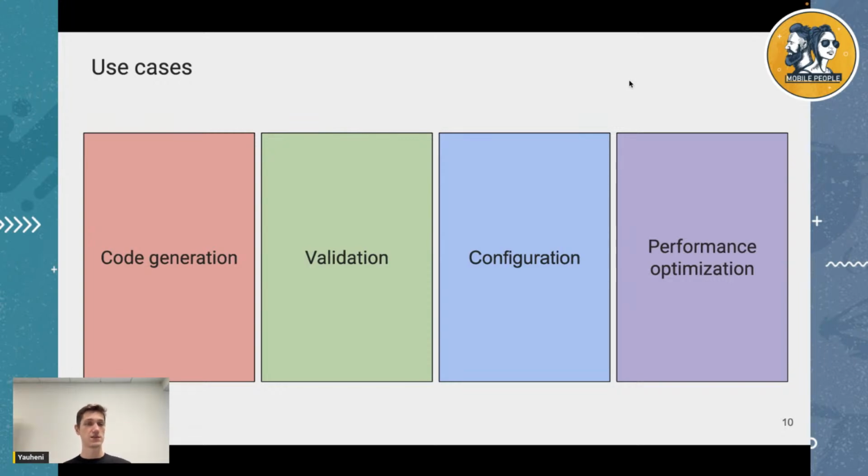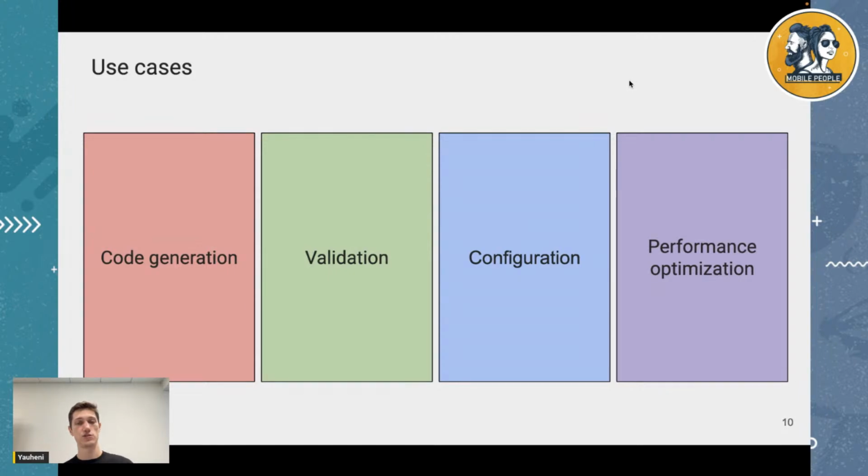And what are the use cases? There are four main categories of use cases. The first one is code generation. A lot of dependency injection frameworks work like that. Using annotations and annotation processing, we can leave instructions for the compiler about which classes we want to generate and how, to provide our dependencies.